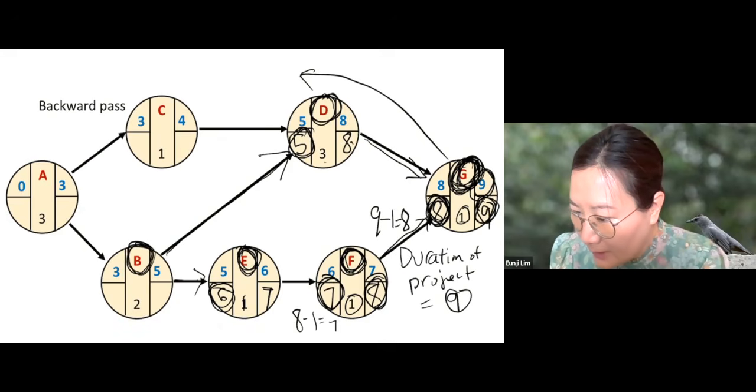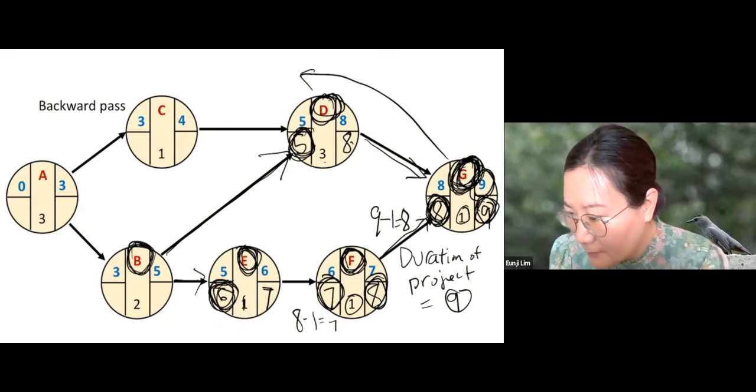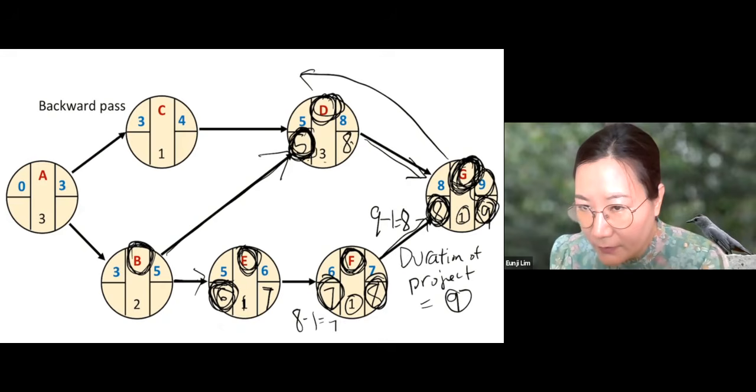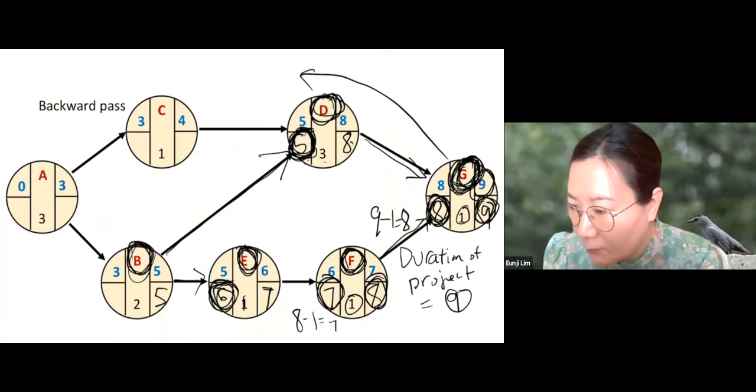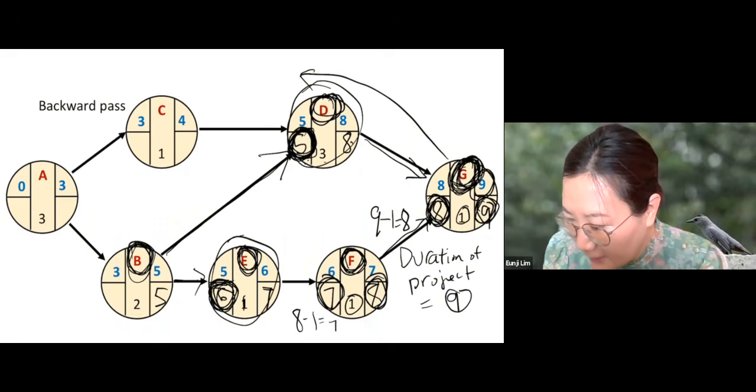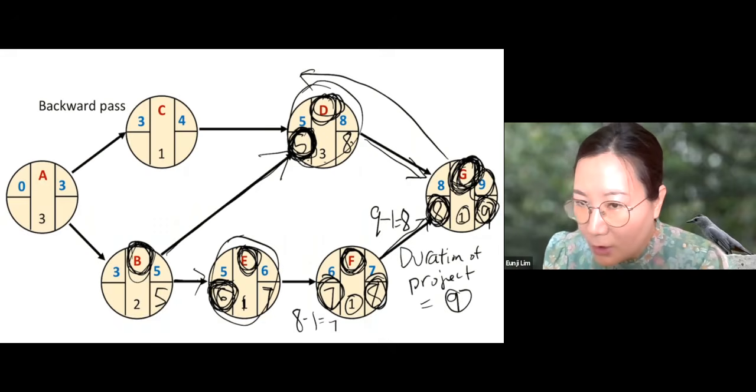Can we finish B by 6? If you finish B by 6, then D is delayed. D needs to be started by 5 if you don't want to delay the whole project. So that means we need to finish B by 5. So if you have more than one follower like this, then you need to look at the start times, and you need to take the earliest time.